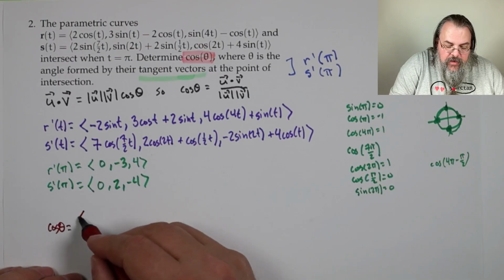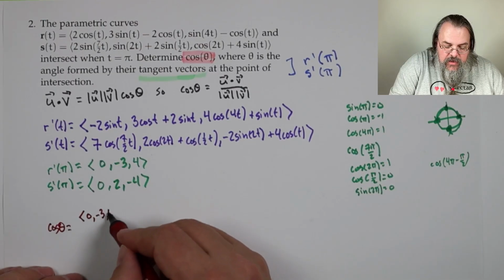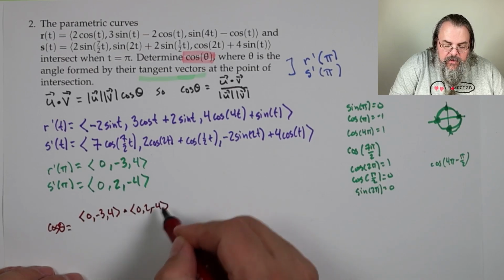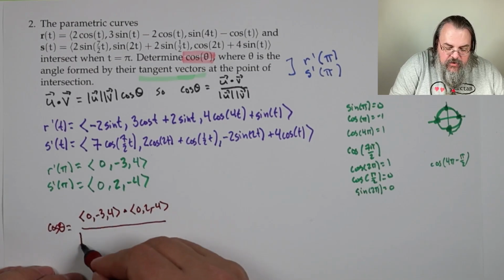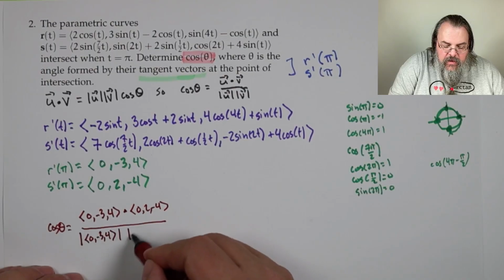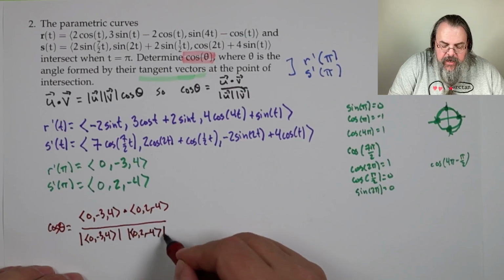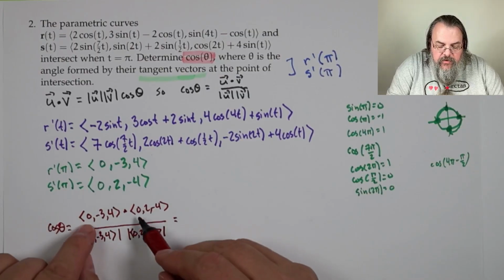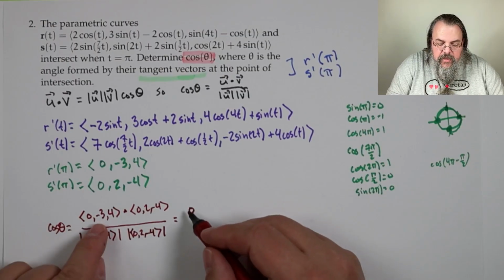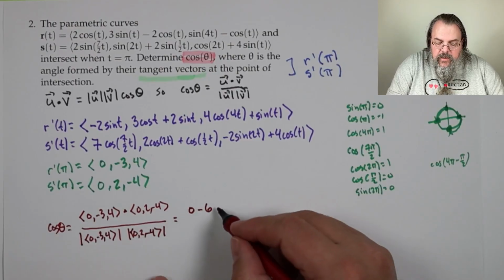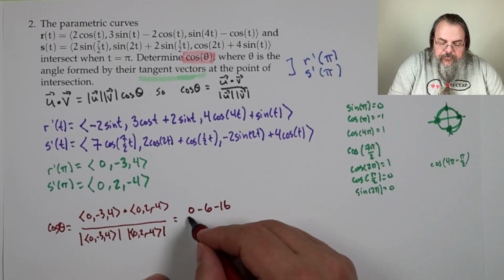So, cosine of theta is, we're going to take the dot product of these two vectors, dot 0, 2, -4, over the magnitude of these two vectors. Okay, so we have to remember how to do the dot product, and how to do magnitude. For the dot product, we're multiplying corresponding entries. So 0 times 0 is 0. -3 times 2, -6. 4 times -4, -16.